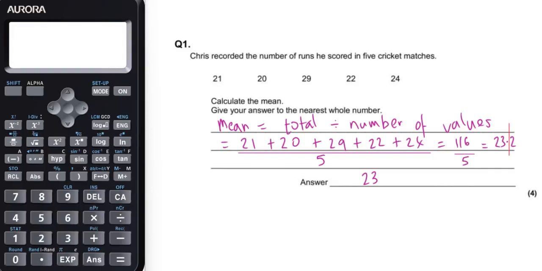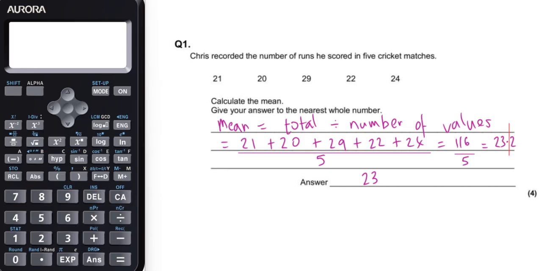This is a short video explaining how to use an Aurora AX595 calculator to calculate the mean. So question 1, Chris recorded the number of runs he scored in 5 cricket matches: 21, 20, 29, 22, 24. Calculate the mean. Give your answer to the nearest whole number.